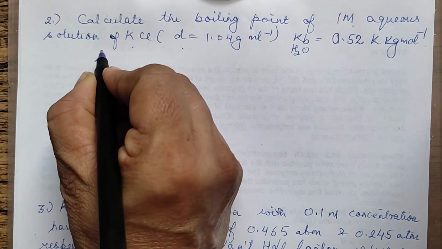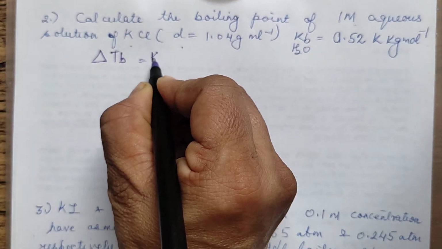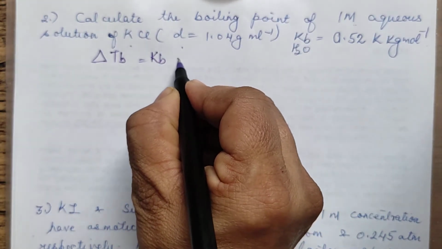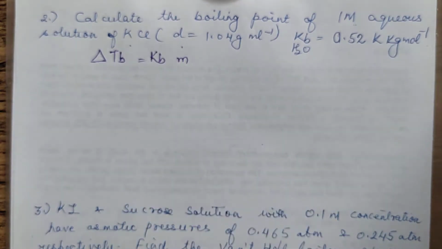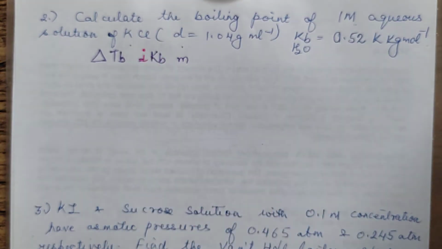So one idea you have, that you have to use the formula delta Tb is equal to Kb into m. One thing I told you, it is an ionic compound. That means you also need to include i in this. Without i, you will not proceed.